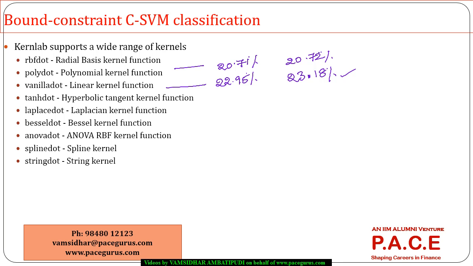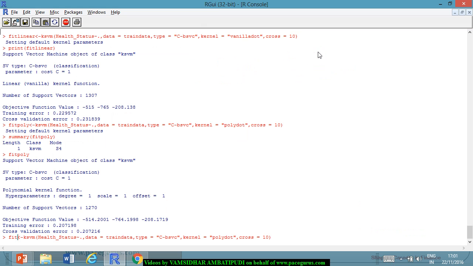Similarly, when I now move on to a radial basis kernel, again I can change the name of the kernel. I'll call it rbfdot.